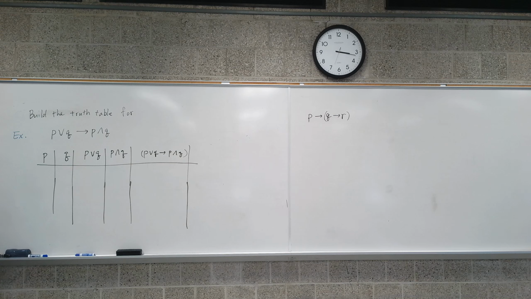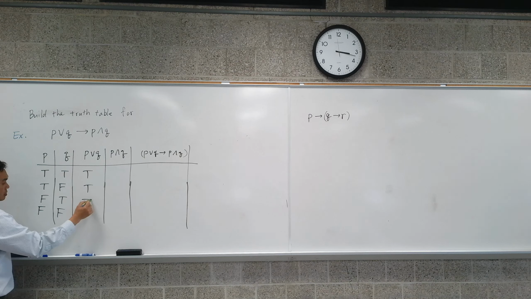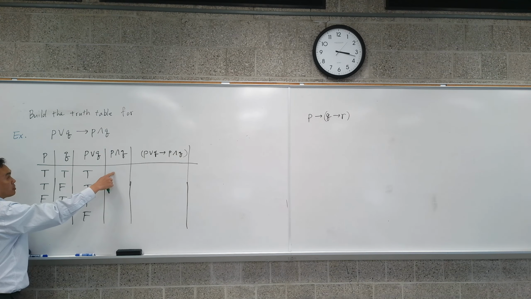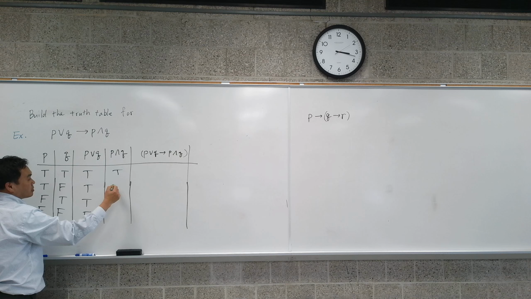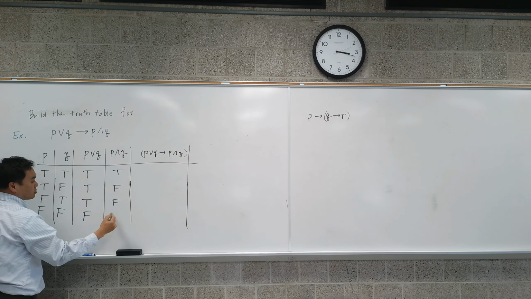It's a good strategy to make columns as you need. So write down all the possible ways that you can have true and false for P and Q. Of course, P or Q is true when any one of these are true. So it's T, T, T, and then only when both are F, you get F. And over here, P and Q is true only when both are true. So this is what you get.